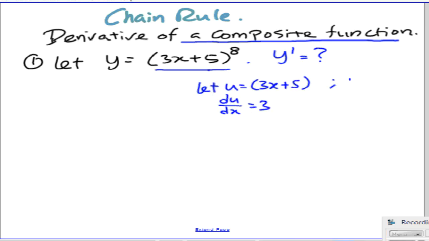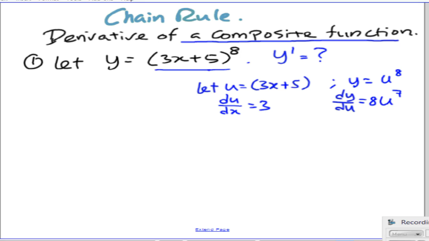Y in this case will now become u to the power of 8, and I'm going to write dy over du now. That is y with respect to u. This is using the power rule, 8u to the power of 7.